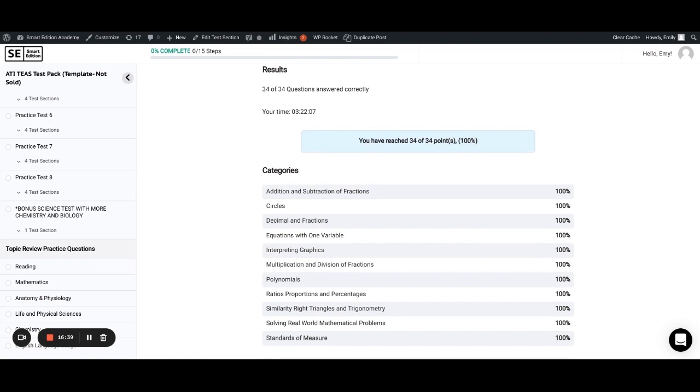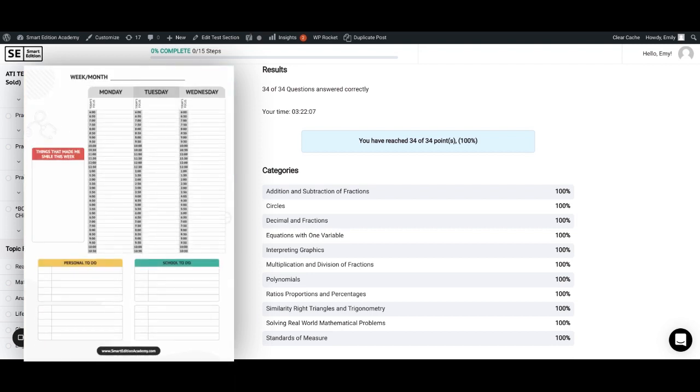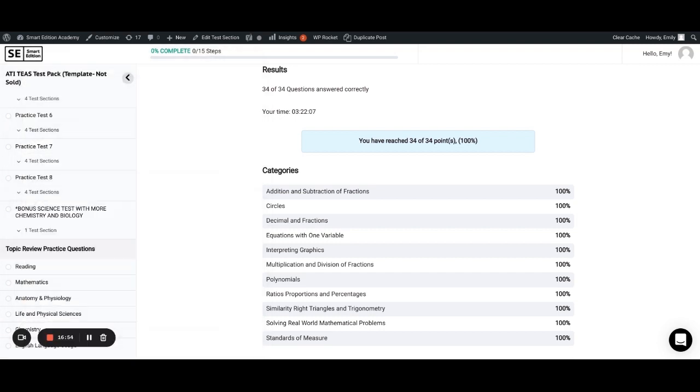Pay attention to these. We also do have a free TEAS study planner that I'm going to link below. I know I'm just throwing everything at you guys, so bear with me here. The TEAS study planner actually kind of walks you through the process of what we just talked about: taking a practice test first, looking at your diagnostic report, looking at your weaknesses and your strengths, taking note of that, taking note of when you took the test, and then we have a weekly and monthly breakdown where you can fill in and plan out your studying.